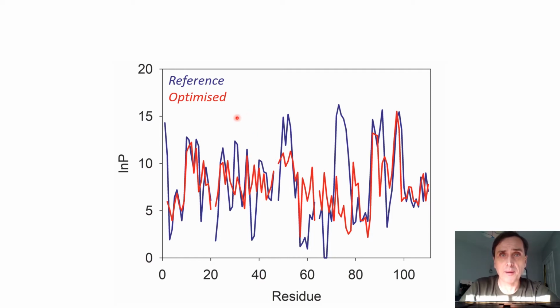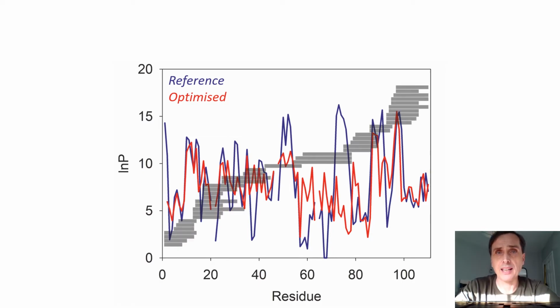So in this plot here we have reference and also optimized LNP, the natural log of the protection factor, for a protein, and these data were generated as previously shown. And obviously you can see that there's extremely poor correspondence throughout the data here, and actually the correspondence is variable. It's better in some regions than it is in others.